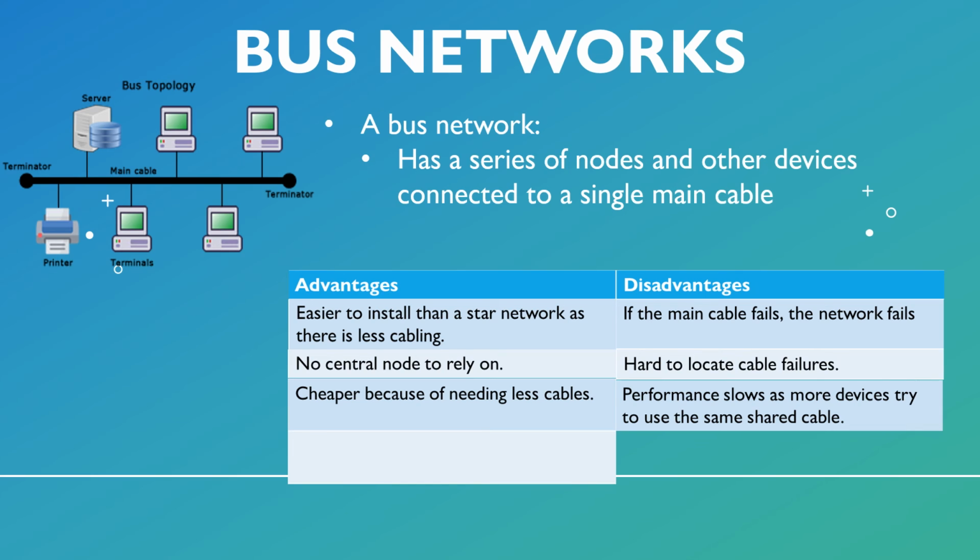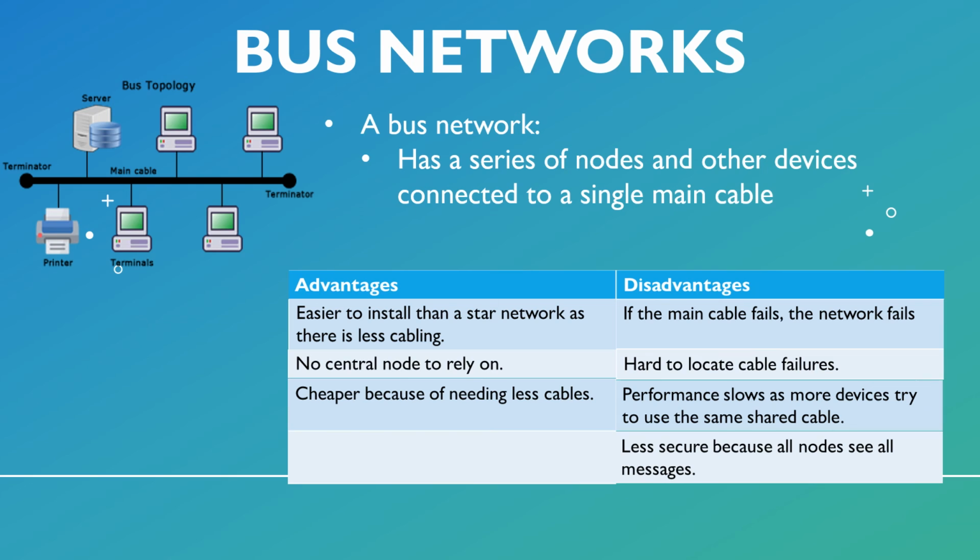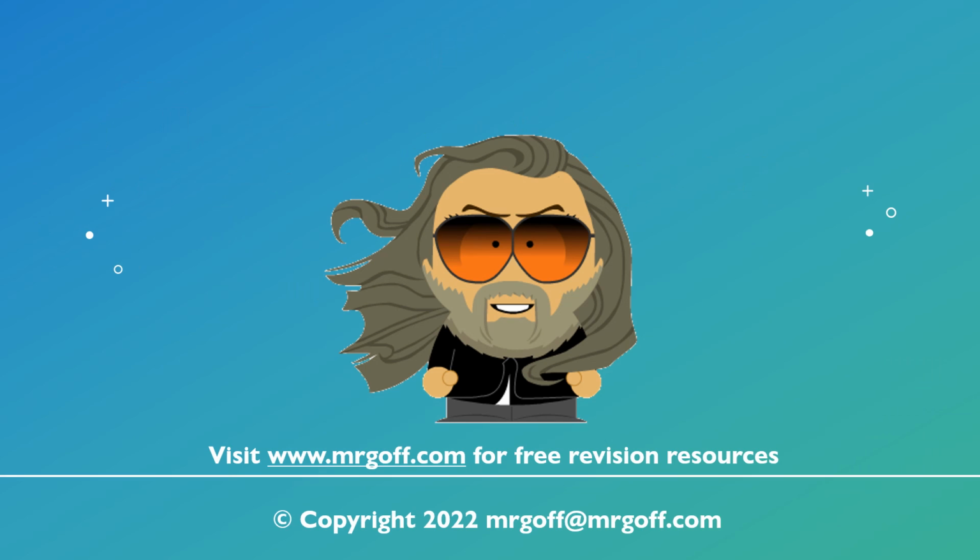A bus network is less secure than a star network because all devices can see all messages that are placed on the main cable. That brings us to the end of this video covering the network topologies that are covered in this course.